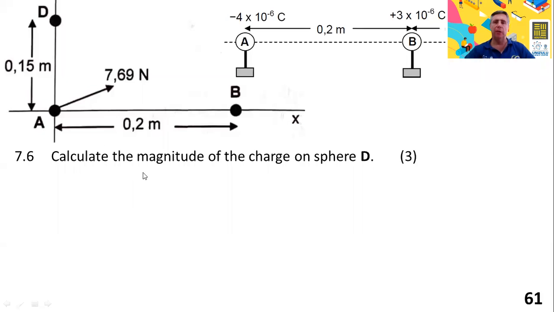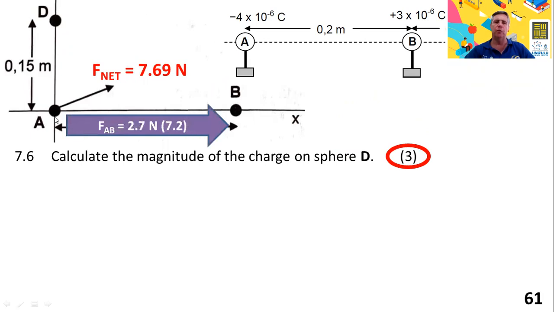Now, I have to say, I think this is quite a tough question for just 3 marks. And it really requires you to think about it carefully. So let me try to make it clearer. You're not given any direction for this resultant force. But we are told that the net force is 7.69 newtons. You do know that the force exerted by A on B is 2.7 newtons, but you calculated that in question 7.2. So you're carrying it forward.